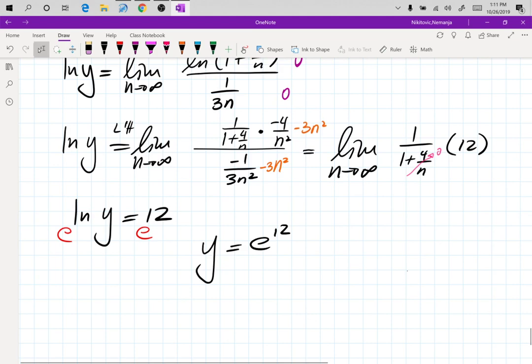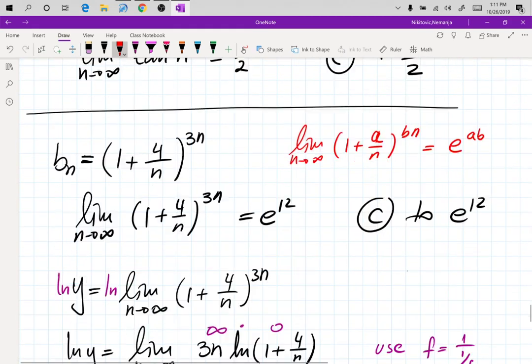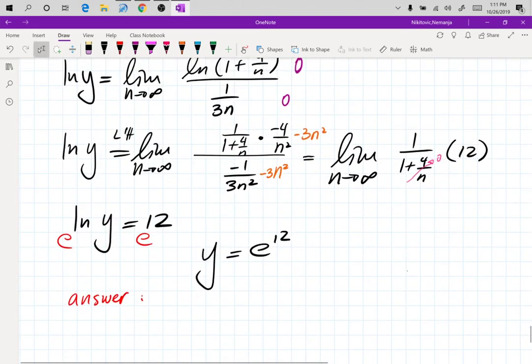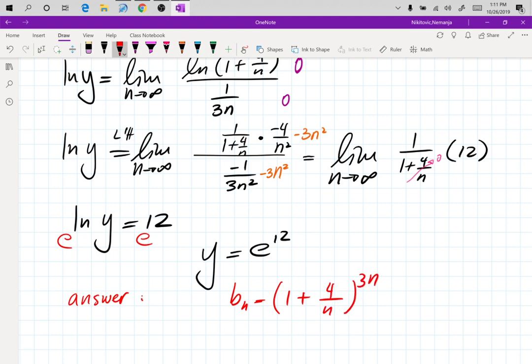So now, for the answer for the problem, we would say, what did I use? b_n. So b_n equals (1 plus 4 over n) raised to the 3n, converges to e to the 12.